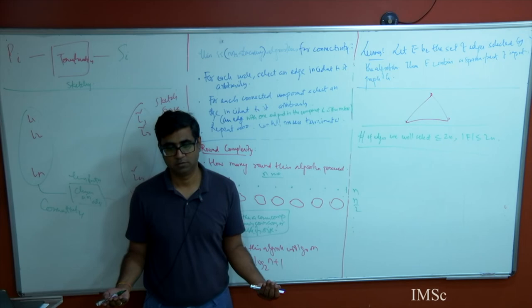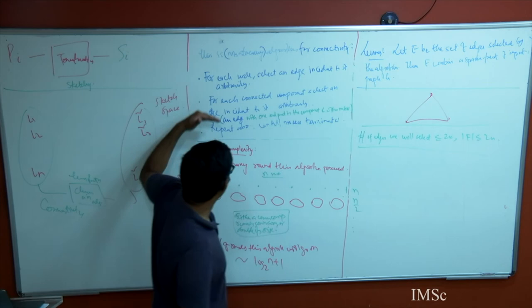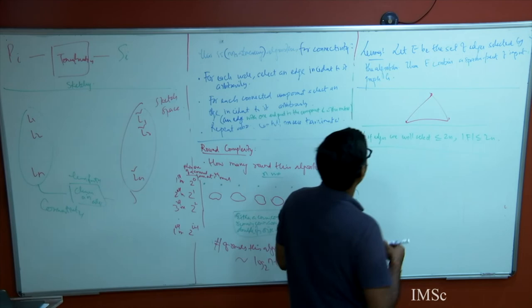Do you see the proof of this lemma? Or do you want me to prove this? That let F be the set of edges which have been selected here. Okay, prove it for yourself. This is not an exercise.